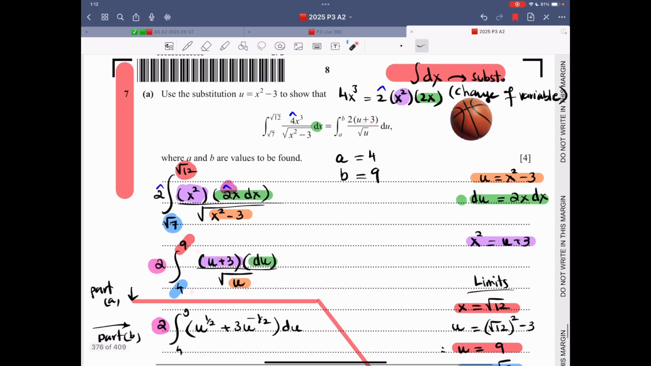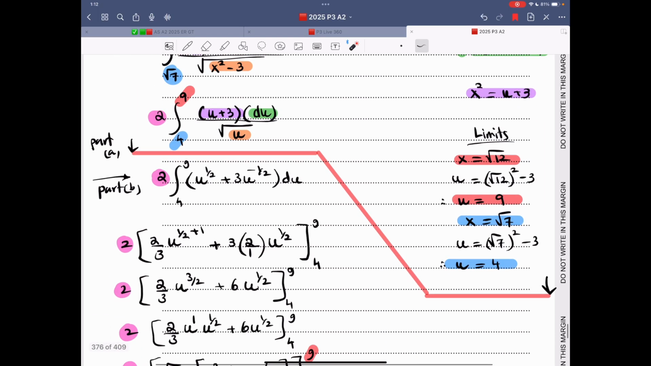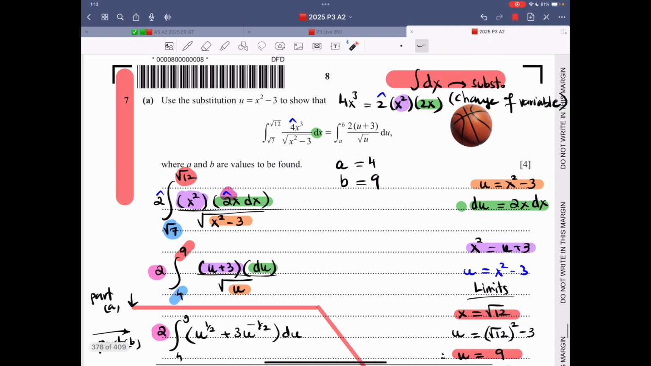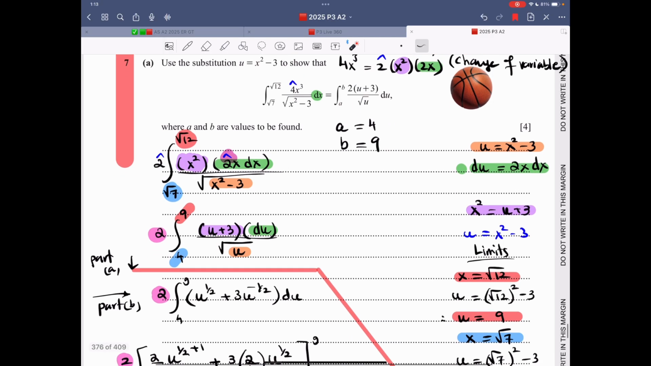What about the limits? You change it using the same equation. So we have this equation, u is x square minus 3. So let me write over here, u is x square minus 3. When we plug in x as root 12, this becomes 9. When we plug x as root 7, it becomes 4. So the smaller limit is 4, the upper limit is 9. So this is 4, this is 9 that I have written over here. This is the first part.